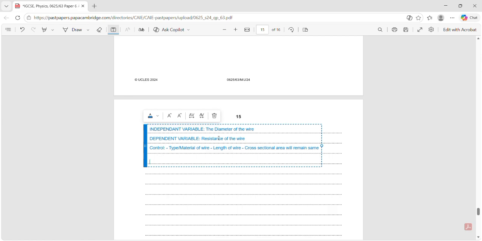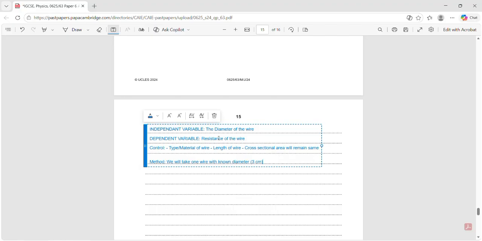Now the method. Okay, so we know that the diameter and resistance are the independent and dependent variables. So what we will do is that we will take one diameter value, diameter. We will take one wire with known diameter. Let's say it's maybe 3 centimeter. I know that's really a lot, but it's fine. With known diameter, let's say 3 centimeter.